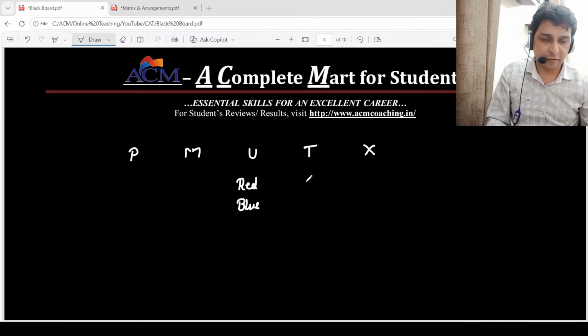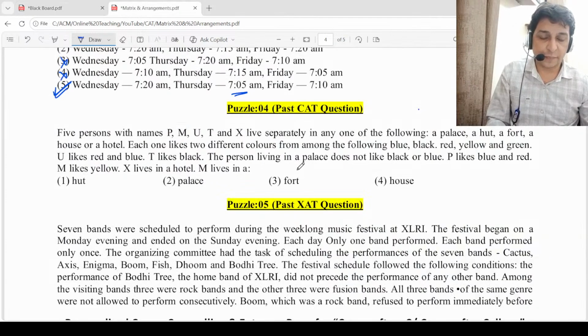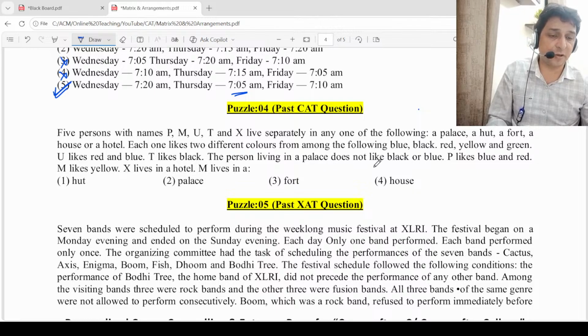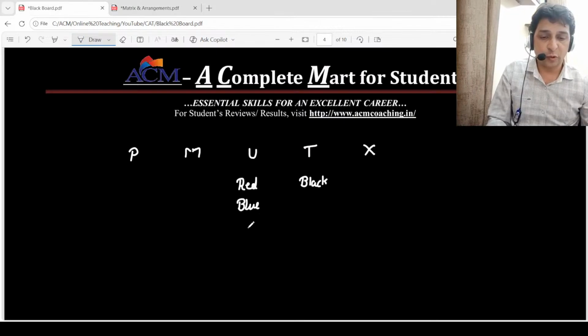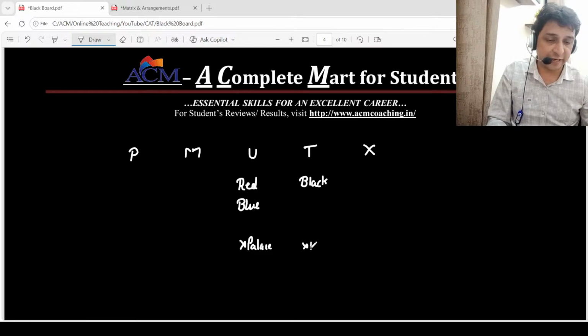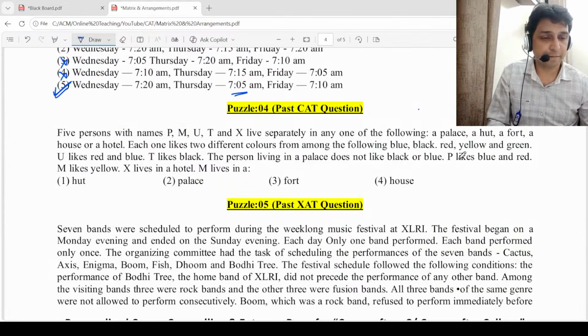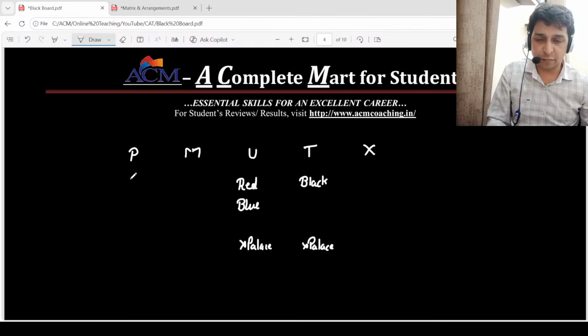T likes black. Now T is fond of the black color. The person living in a palace does not like black or blue. So they can't live in the palace, that's for sure. They both cannot live in the palace. P likes blue and red.